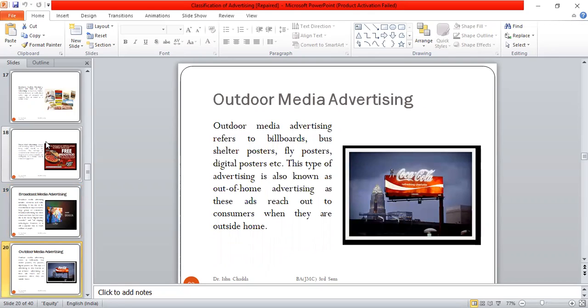Outdoor media advertising. When you see billboards like this, or a bus shelter poster, fly poster, digital posters, all these are types of outdoor media advertisements. This type of advertising is also known as out of home advertising, as these ads reach consumers when they are outside home.